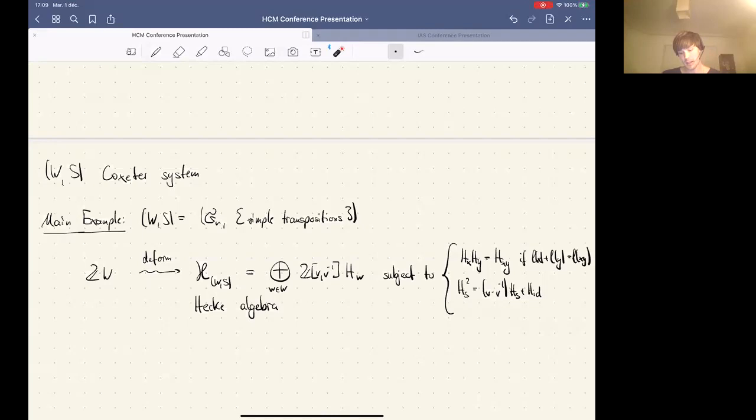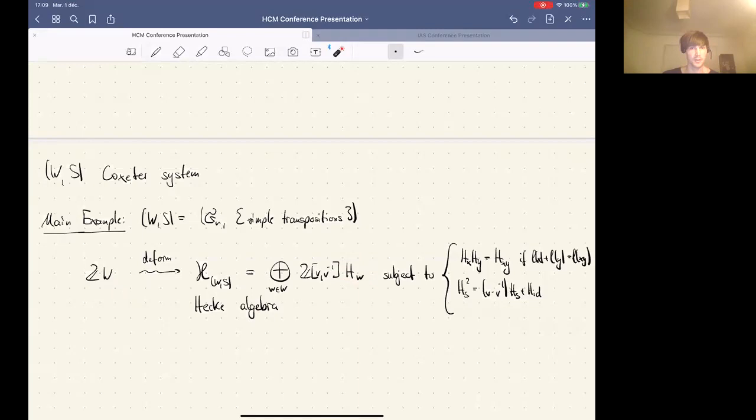And so this will still be an algebra that will now be free over Laurent polynomials in one variable, so for us v. And the basis given by our group elements gives us the basis here, which we'll denote by H_w. This is what is called the standard basis.